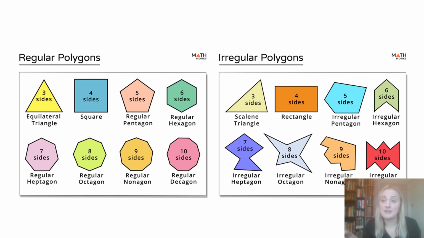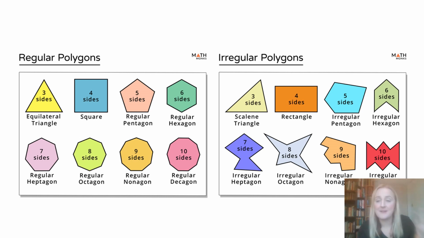But what I do like is putting them side by side to really emphasize the idea that this is what the regular ones look like and the irregular ones could look like anything else, basically, as long as it's got that number of sides. And actually, it's quite funny because whenever I try to draw an irregular polygon on the board, I find it really hard. I'll say, I'm just going to draw an irregular octagon, and then I try, and either it ends up looking regular or it ends up with the wrong number of sides. So it's actually harder than it sounds to draw an irregular polygon.